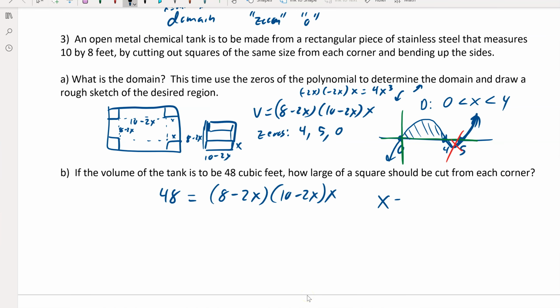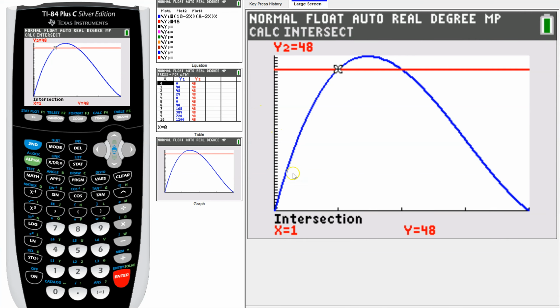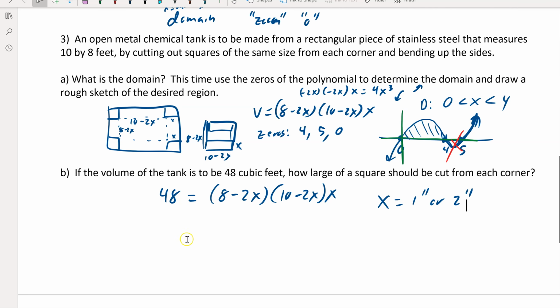So if we cut out a 1-inch or 2-inch square from each corner, we would have a volume of 48. You can see our volume increases until the max volume and then comes back down. So anything less than that 48 here is going to have 2 different x values that you can cut out to get that dimension. And that's all of our applications.